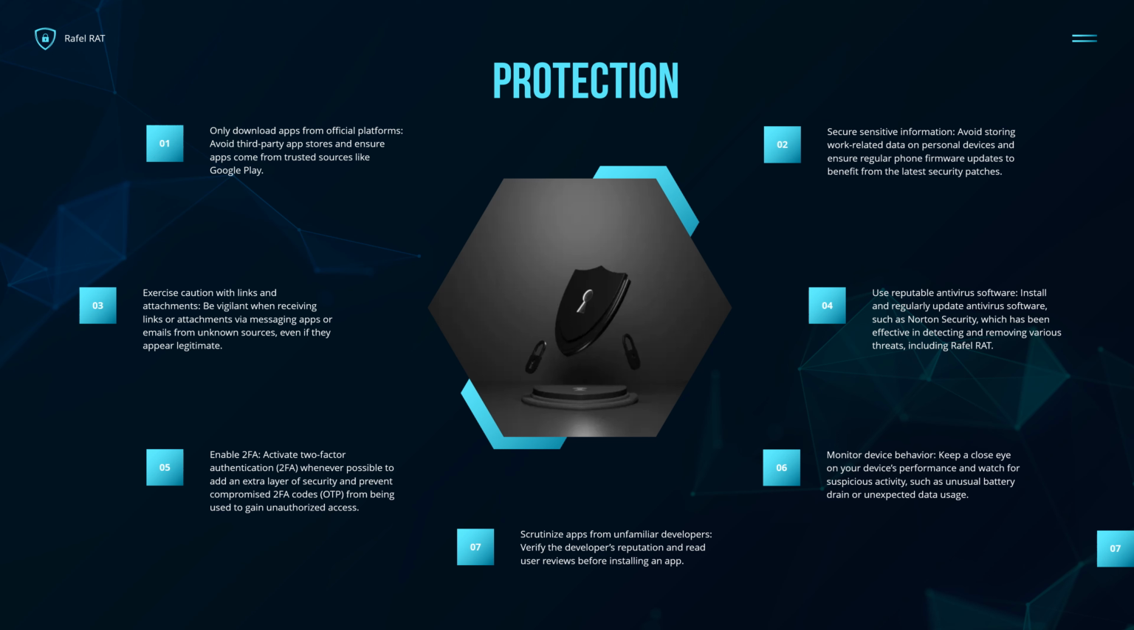Protecting yourself from Rafel RAT requires a multi-layered approach. First, only download apps from official platforms like Google Play to avoid third-party app stores that might harbor malicious software. It's also crucial to secure sensitive information by avoiding the storage of work-related data on personal devices and ensuring that your phone's firmware is regularly updated to include the latest security patches. When receiving links or attachments via messaging apps or emails, exercise caution, especially if they come from unknown sources or appear slightly off, even if they seem legitimate.